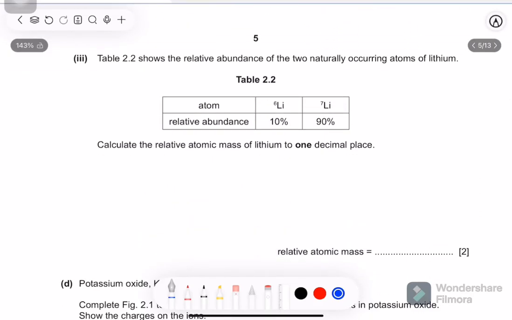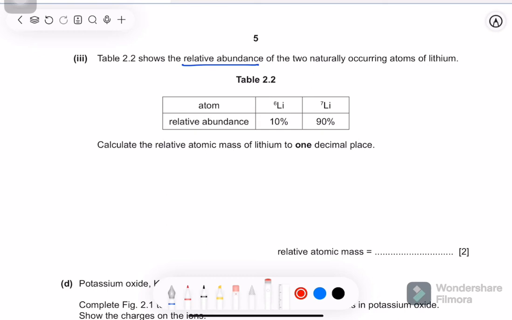Now there is a standard question giving you the relative abundance. Table 2.2 shows the relative abundance of the 2 naturally occurring atoms of lithium. Abundance 10%, 90%. What this means is that lithium having a mass of 7 is present 90% in the naturally occurring environment, and 10% is the percentage in which lithium exists having 6 nucleon number. This is the reason the major isotope is included in the periodic table.